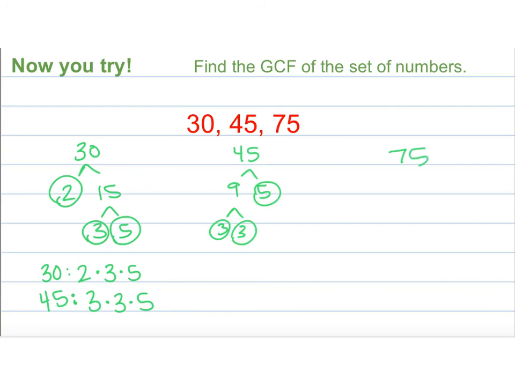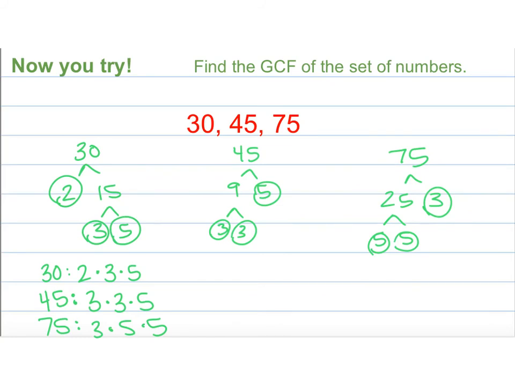And then 75. I'm going to do 25 and 3 because I think about quarters, 25, 50, 75. 3 is prime. 25 splits with 5 and 5, both of those being prime. So for 75, that would be 3 times 5 times 5.